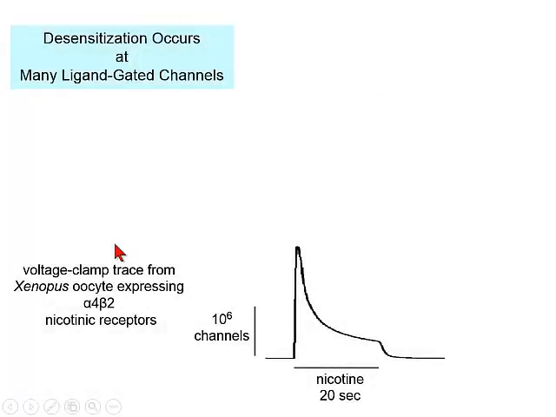Another aspect of ligand-gated channels and acetylcholine-gated channels also recalls voltage-gated channels. Here is an experiment done in my lab at Caltech, in which we put acetylcholine receptors into a frog egg expressing alpha-4 beta-2 receptors, but you could do it in many different ways. We add nicotine for about 20 seconds. Channels open. And then they don't remain open, they start to close.